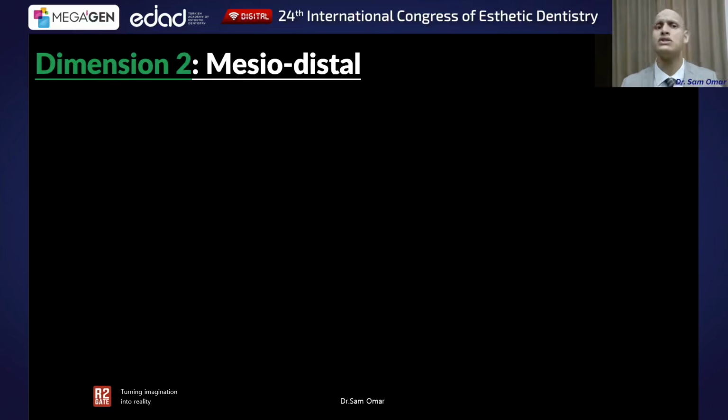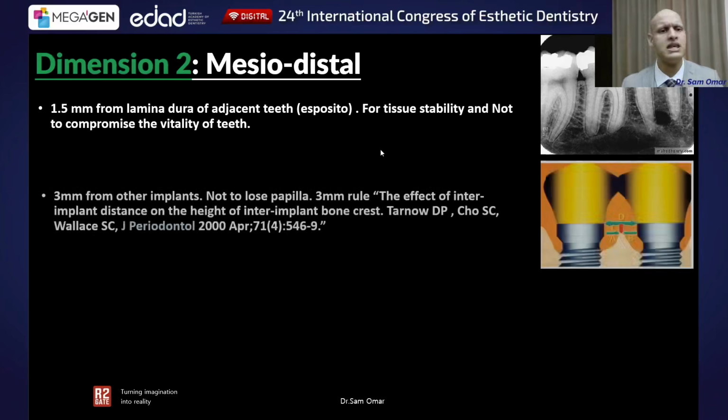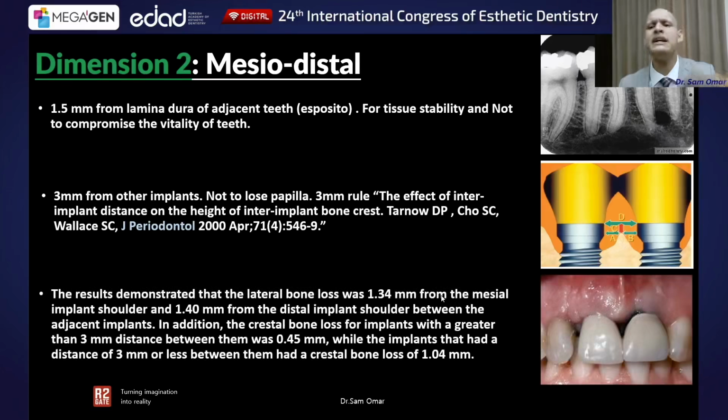Number 2 is mesiodistal position. So what do we look at when we're looking at the implant from a mesiodistal dimension? Number 1, we make sure that we have at least 1.5 millimeters of bone from the lamina dura of the adjacent teeth to the surface of the implant, just to make sure that we avoid injury to the adjacent teeth. Number 2 is we need to make sure that we have at least 3 millimeters between our implants, not to lose the papilla and not to end up with black triangles like what we have on the lower right side here.